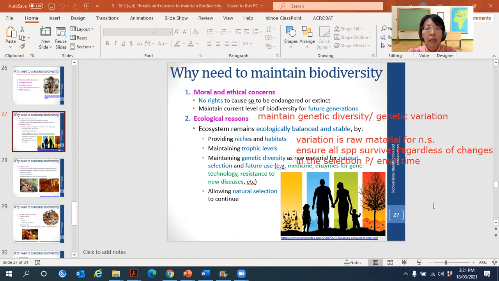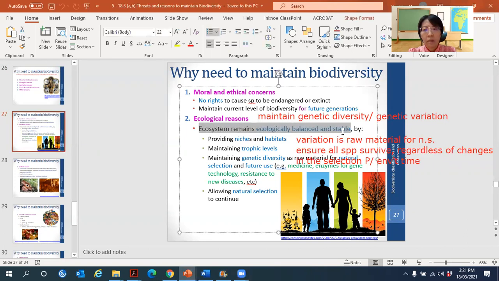Their survival in turn will maintain the ecosystem stability. It means all organisms survive. So it maintains the ecological stability or ecosystem stability. So this is the second thing you can talk about.